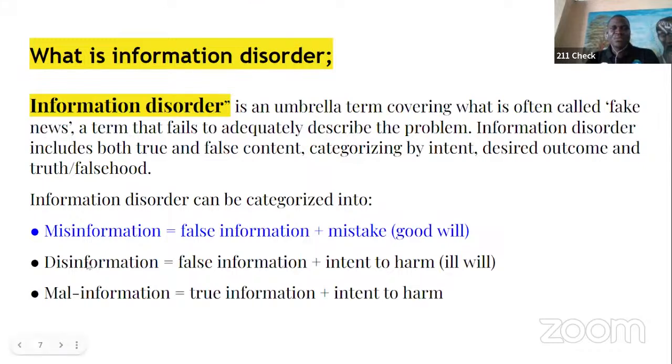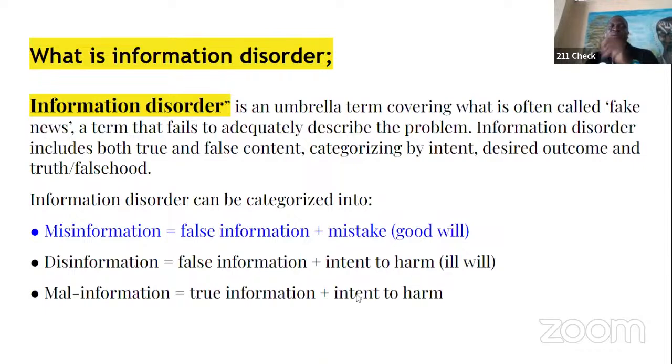And then we have disinformation. Disinformation is when the information is false and then there's an intention to harm. It means that the person has ill will, he has bad intentions. And then we have malinformation. Malinformation is when the information is true and then there's an intention to harm.